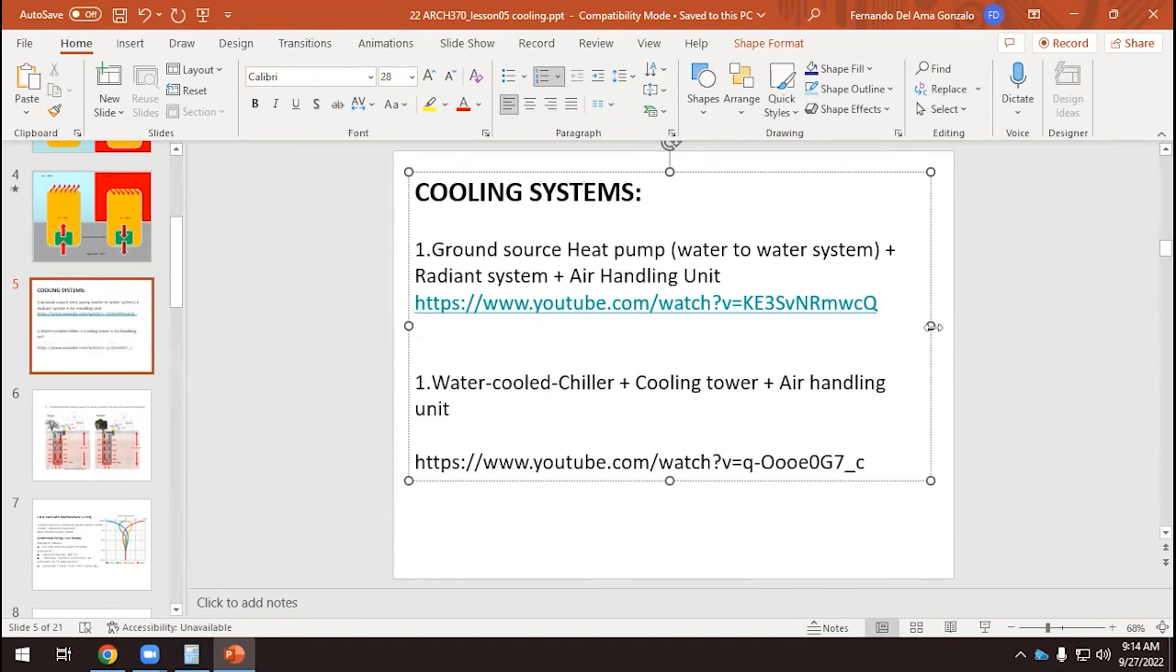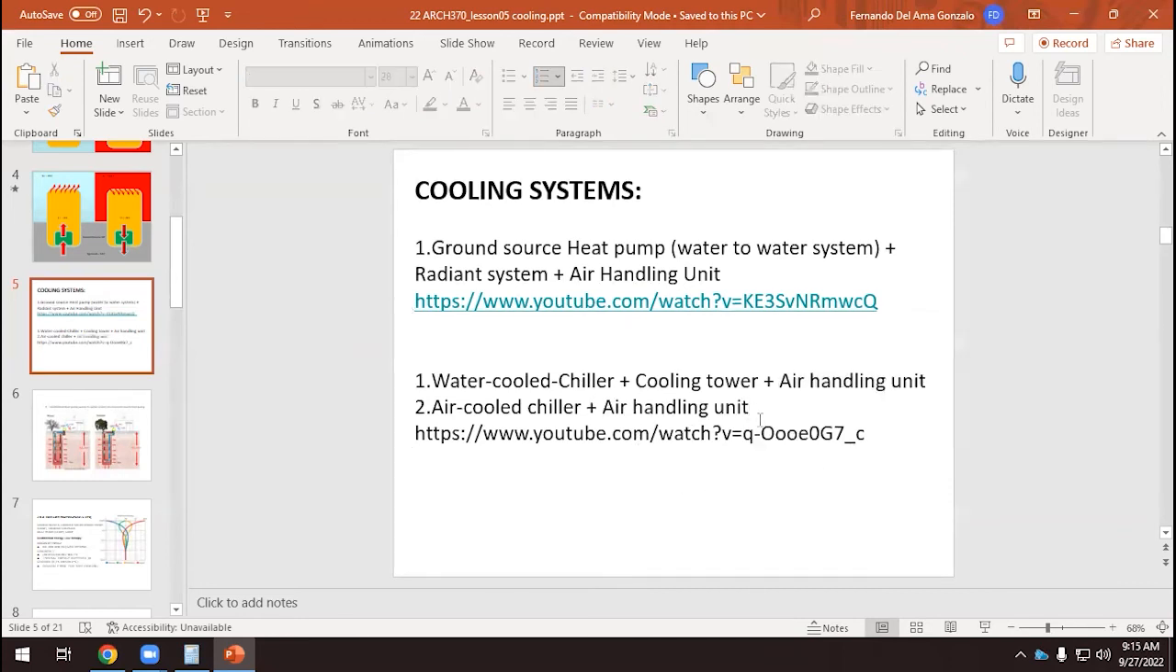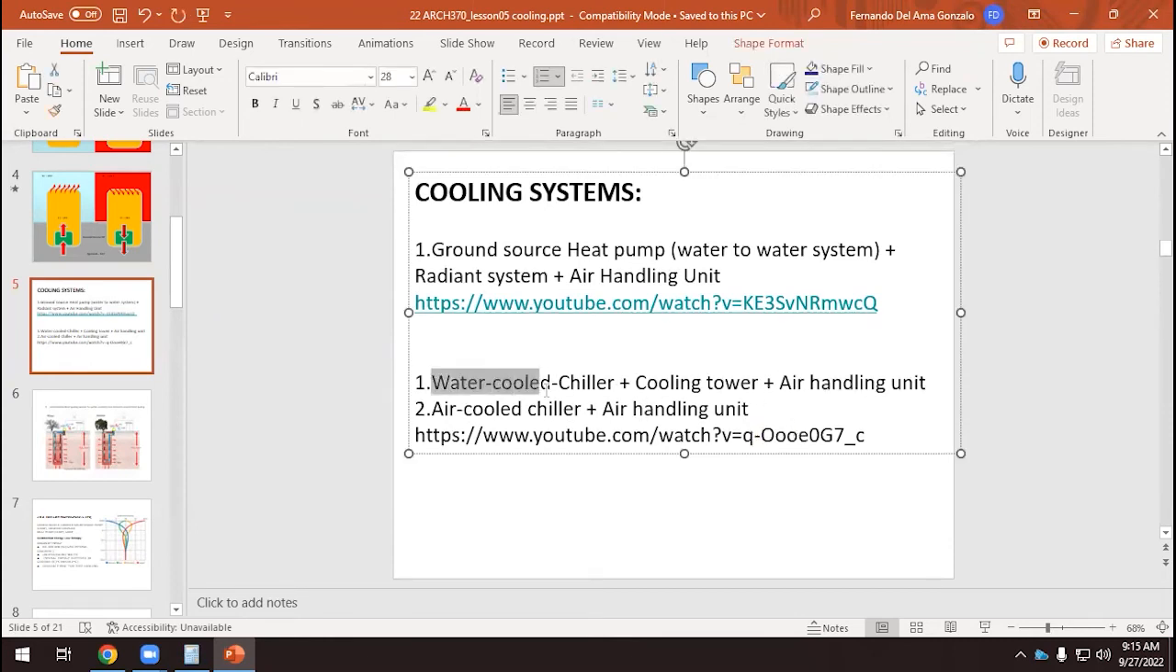Water-cooled chiller, plus cooling tower, plus air handling unit. And we can have here air-cooled chiller, plus air handling unit. Okay, so those are the same system. We have the air handling unit, and we have chillers, water-cooled or air-cooled chillers.